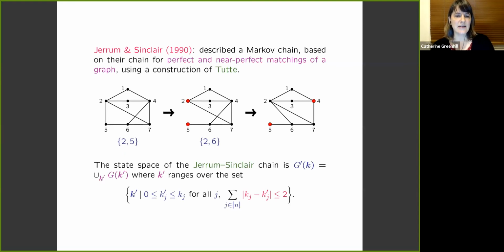So what you can see is this is walking around not just on G of K, but also on graphs with a slightly different degree sequence to K. In fact, the degree sequences that you see range over the set of all graphical degree sequences which are entry-wise less than or equal to K, and at Manhattan distance at most 2 from K. So that means it's either K, or two vertices of degree deficit 1, or one vertex of degree deficit 2.